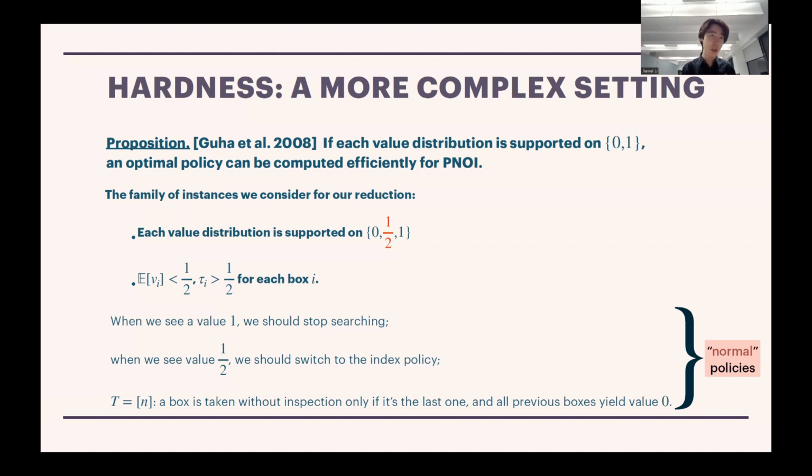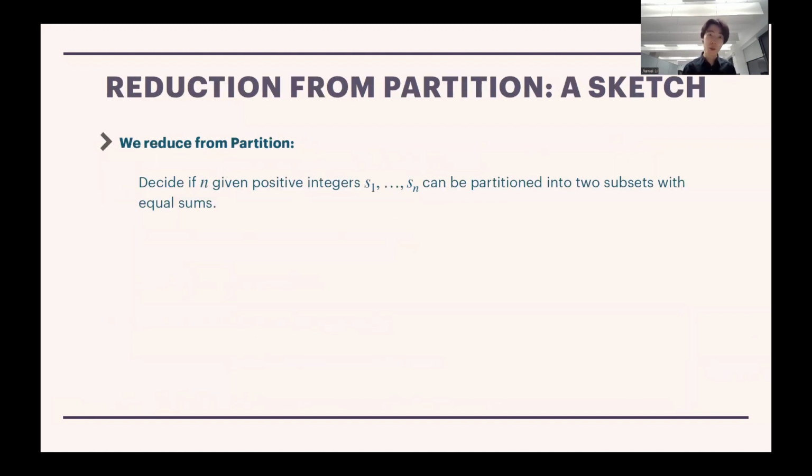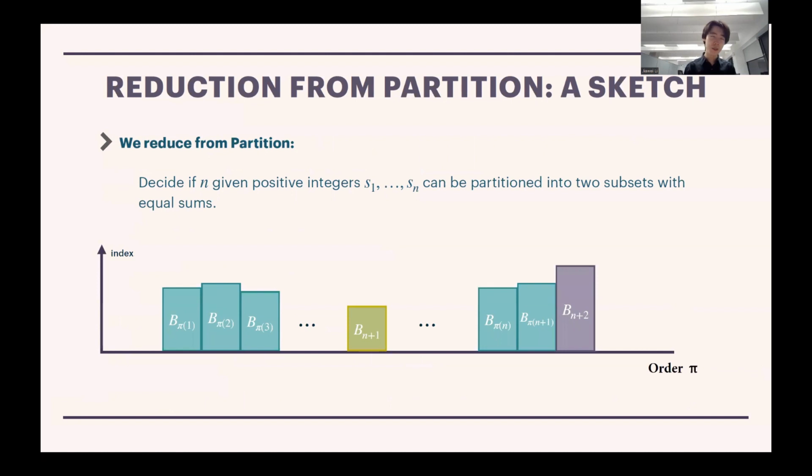So the only thing we haven't determined is the initial order, right? What if we always get value 0? Then there is an initial order. And the initial order actually turns out to be hard to find. So we reduce from the partition problem. The partition problem is a classical NP-complete problem. It gives you n positive integers S1 to Sn and asks whether they can be partitioned into two subsets of equal sum.